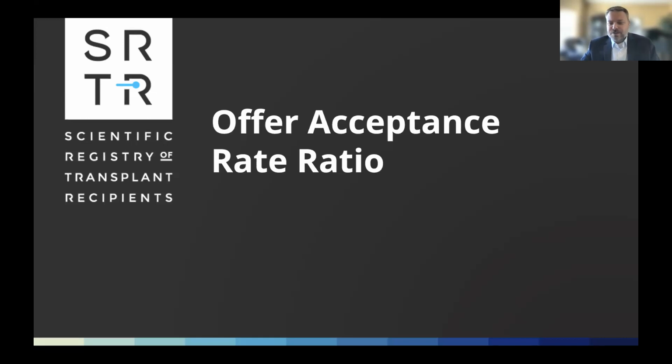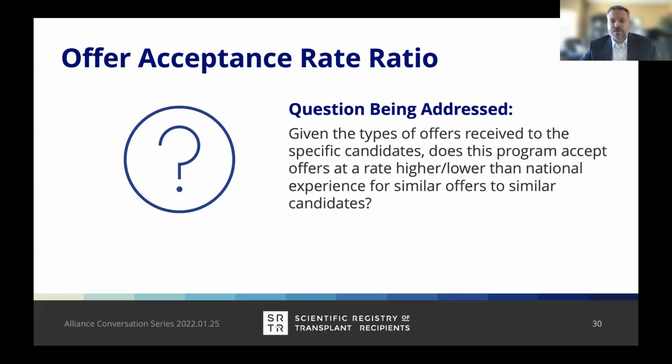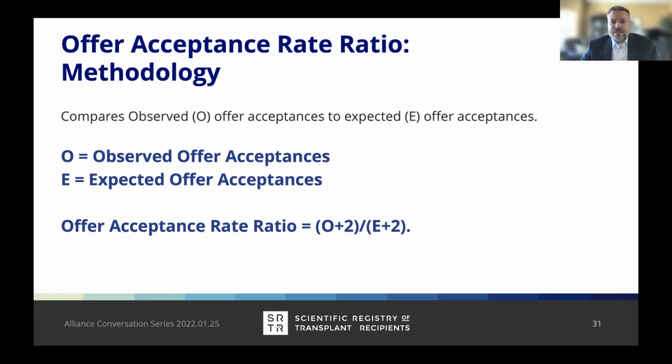I can go through the others in a similar fashion. They all have sort of this similar construct to them. When we look at offer acceptance rates, the question being addressed here is, given the types of offers received to the specific candidate, does this program accept offers at a rate that's higher or lower than national experience for similar offers to similar candidates? Again, this is constructed in the same manner.